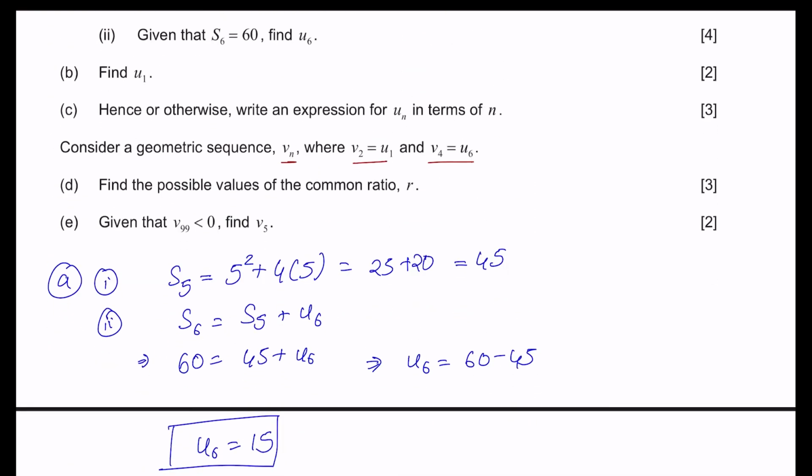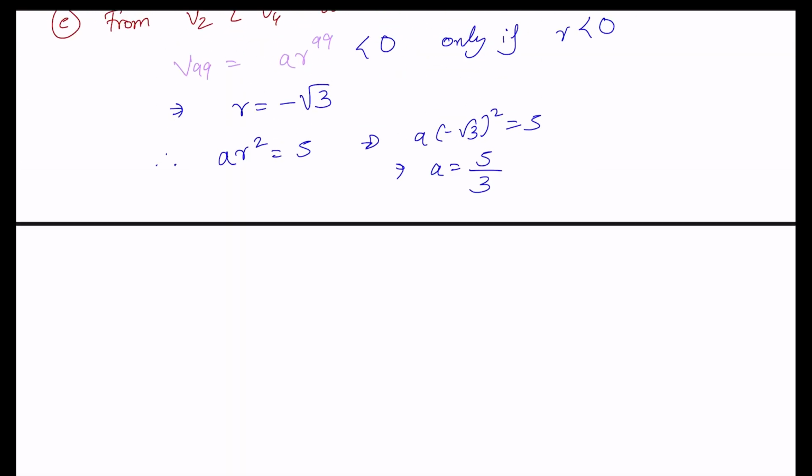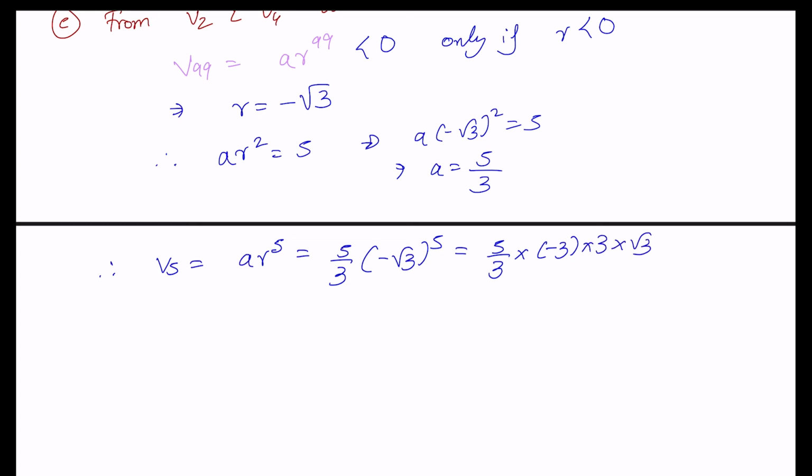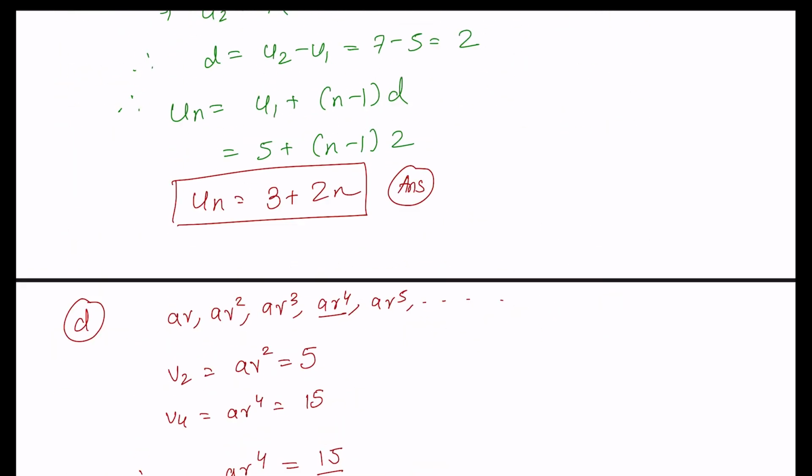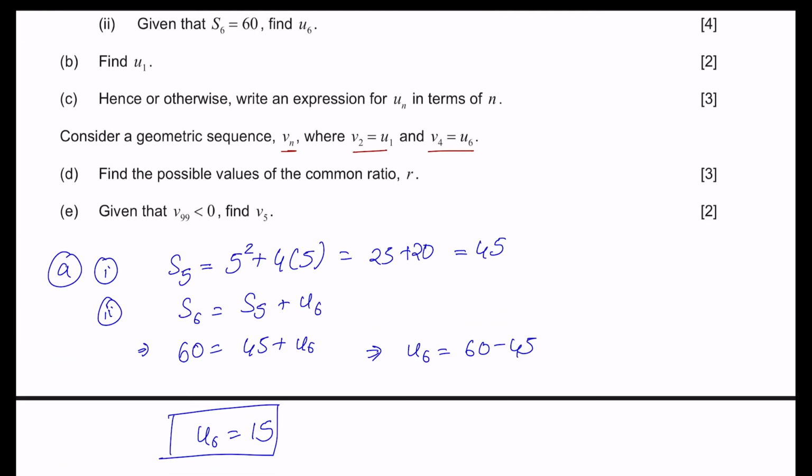Now we need to find V of 5, right? So V of 5 would be A R to the power of 5. So A is 5 by 3, R is minus root 3 whole to the power of 5. So 5 by 3 times minus 3 times 3 times root 3. Upon simplification, we'll get minus 15 root 3, which is the answer to part E of question 8, right?